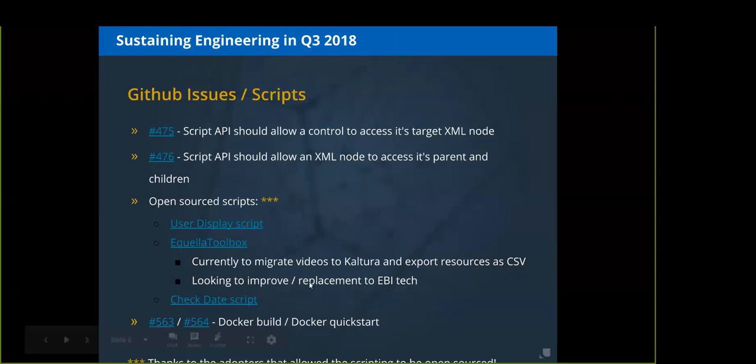The links are here, so when we share the slides, you'll be able to access them, but they're all out on the Aquella GitHub project page. There was a user display script, there was a check date script, and then we also started something called the Aquella Toolbox, which you can kind of view as a prototype. It was putting an idea out there, and we'll see if it sticks or if we want to change it. What it can do right now is migrate videos into Kaltura, and it can also export resources as CSV.